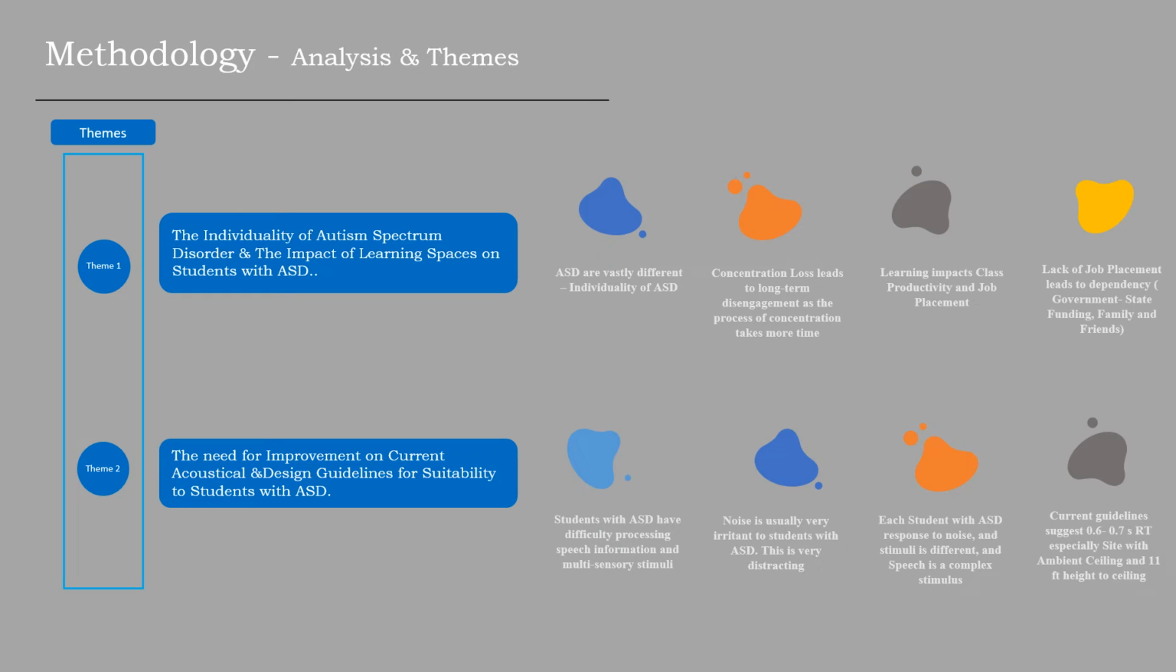And then theme 2 was the need for improvement of current acoustical guidelines and design guidelines for suitability to students with ASD. First, one of the major points was that students with ASD have difficulty processing speech information and multisensory stimuli. So one of the identifications was the fact that multisensory stimuli are very difficult to process for students with ASD.